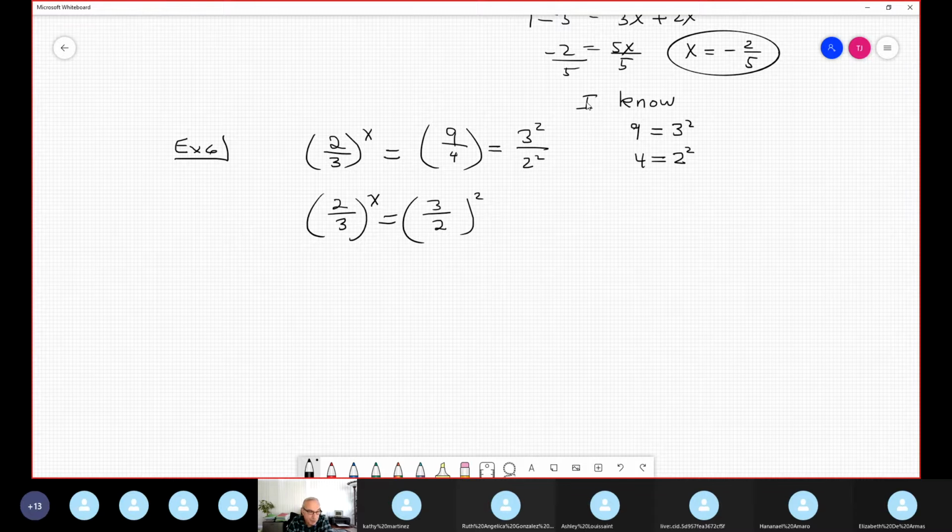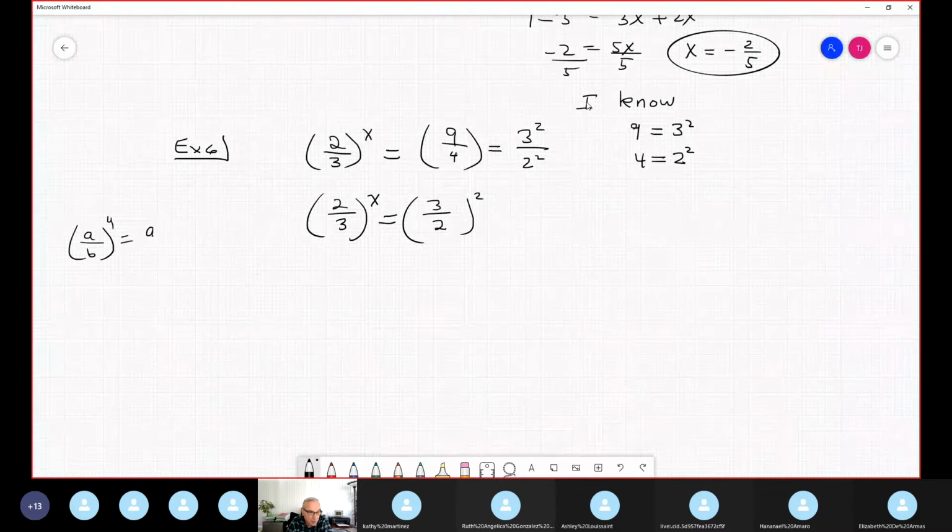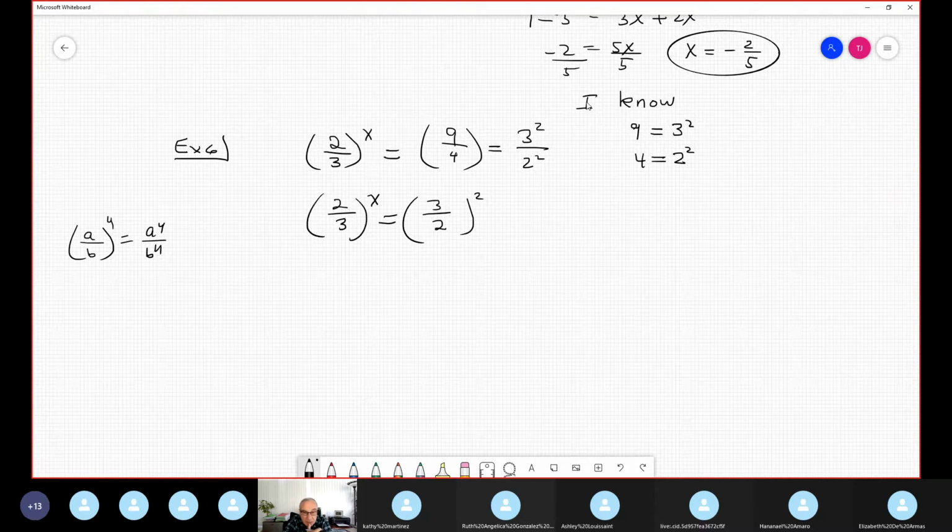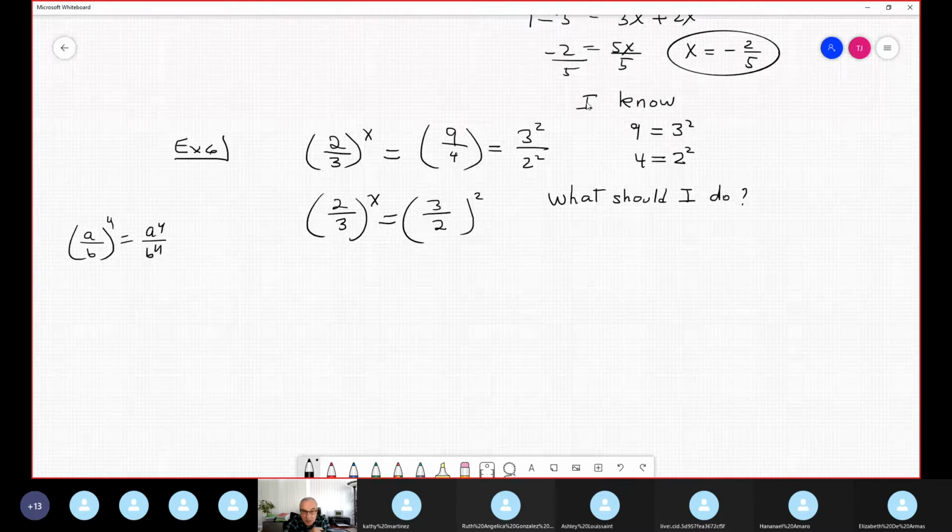Now when you know a over b raised to the 4th power, this is equal to a to the 4th power divided by b to the 4th power. This is another property of this. Oh, but what's the problem? The problem is in the left hand side we have 2 over 3. In the right hand side we have 3 over 2. So what should I do? To solve that problem, what is the relationship between 2/3 and 3 over 2?